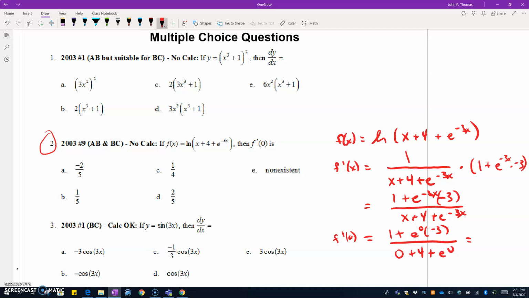E to the 0 is 1, so I have 1 minus 3 on the top, which is a negative 2. And I've got 4 plus 1, which is 5 on the bottom. So it's negative 2/5, which is A. Alright, so that's number 2. So we had two chain rules in there. We had a chain rule for the ln, and then we had a chain rule for the e to the.